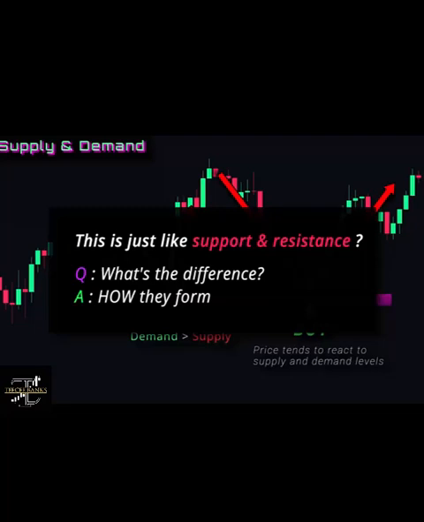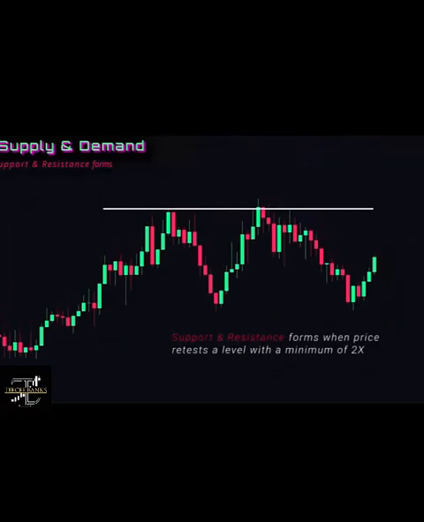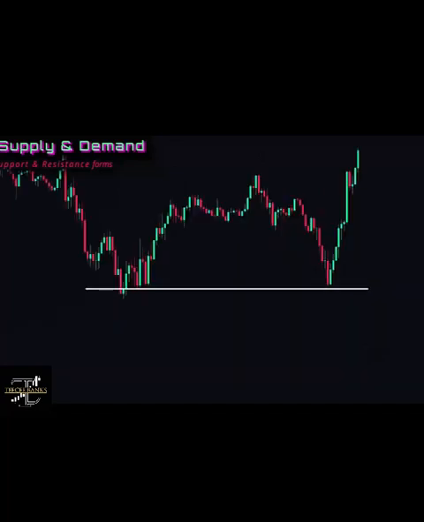Let's first start with support and resistance. Support and resistance forms when price retests a level a minimum of 2 times. For example, in this chart, we can see that price went up, goes down. Then, it went up again, hits the previous level, and comes back down. And so because it already retested the level twice, we can call this a resistance level. Same thing with support. Here, we can see price went down, goes up, comes back down again, hits the level, and went up. And again, because it retested the level twice, we can call it a support level.